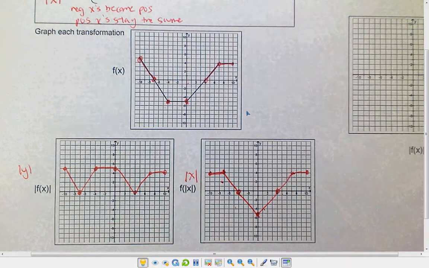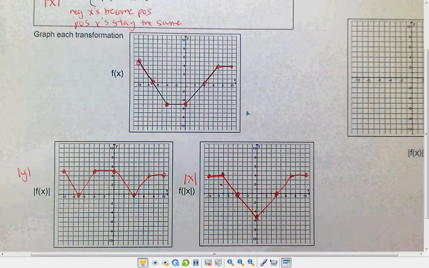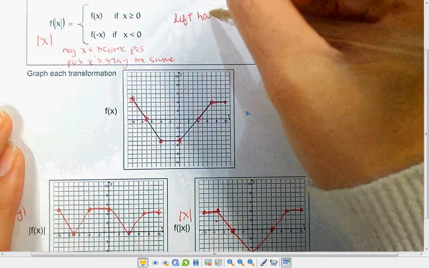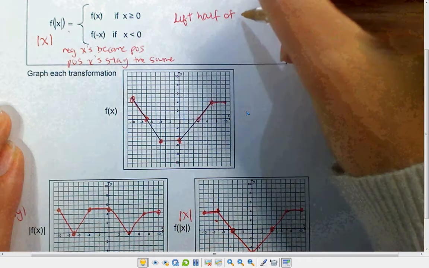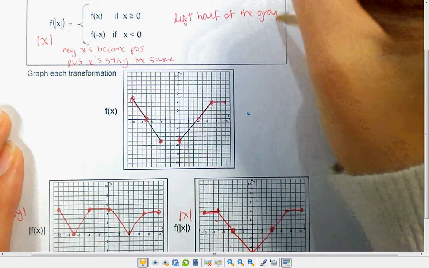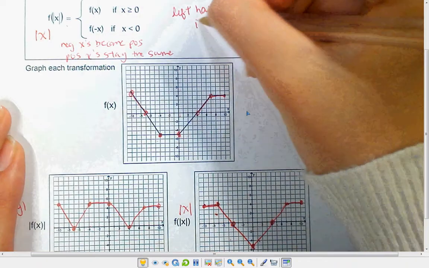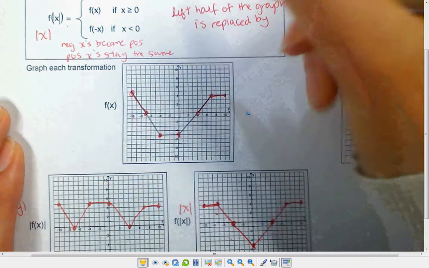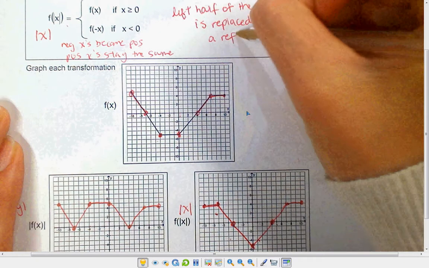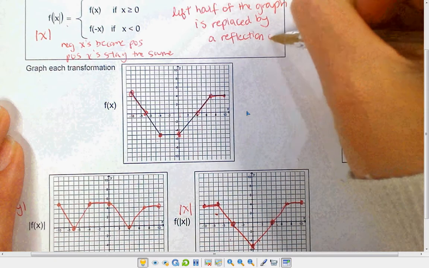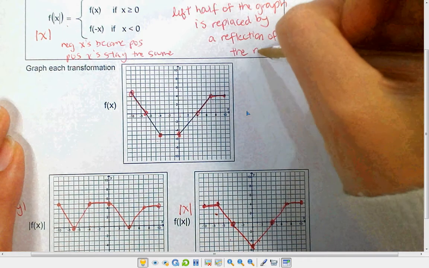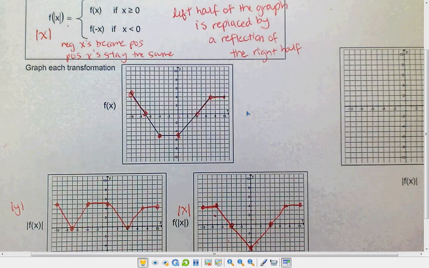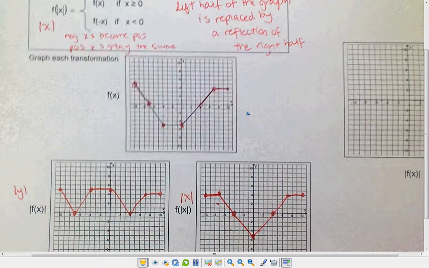So graphically, what this looks like is that the left side of your graph, so the left half of the graph, is replaced by a reflection of the right half. So we're completely getting rid of the left side of the graph and just replacing it with whatever was on the right side.